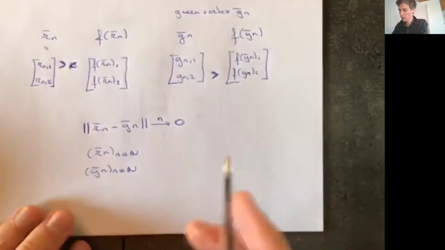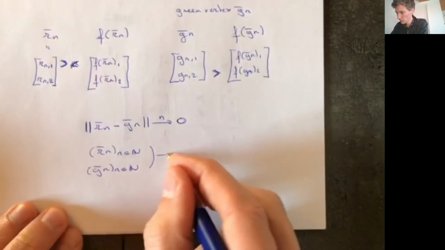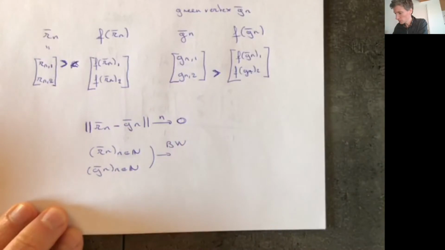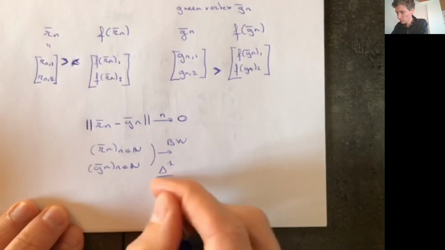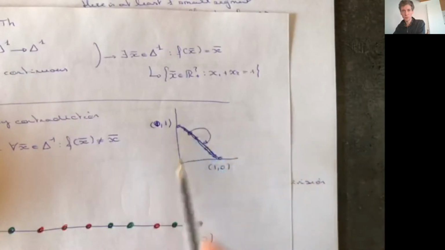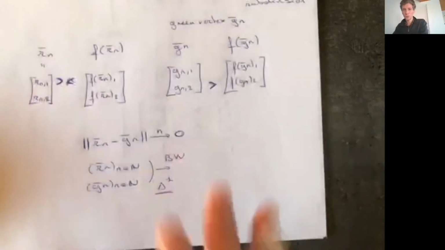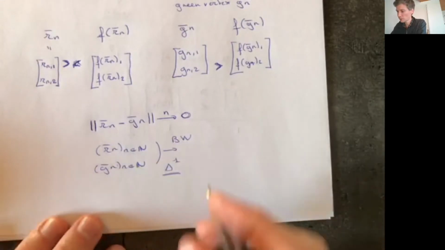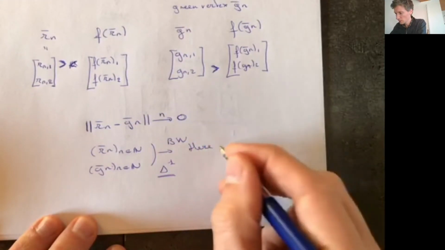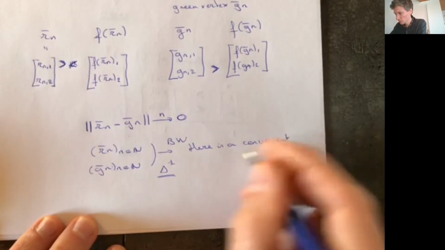Now here is again the magic of the Bolzano-Weierstrass theorem. Why? Because we know that delta 1 is a one-dimensional simplex, right? And this is just an interval. In particular, it's this line segment here. And we know that line segment, you can see that it's bounded and it's closed. So it's compact. So by the Bolzano-Weierstrass theorem, because these vectors live in a compact set, there is a convergent subsequence.